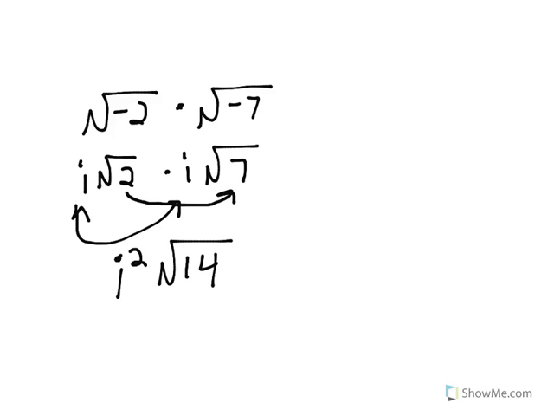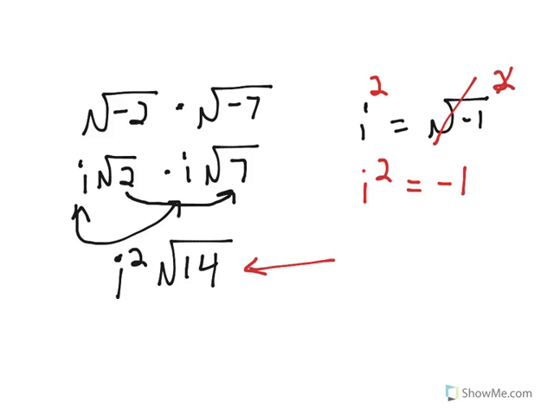Now remember that i equals the square root of negative 1. So if I square i, I must square the square root of negative 1. And the square cancels out the square root, which means that i squared equals negative 1. So in my answer here, i squared times square root 14 really is negative square root 14, or negative 1 times square root 14.